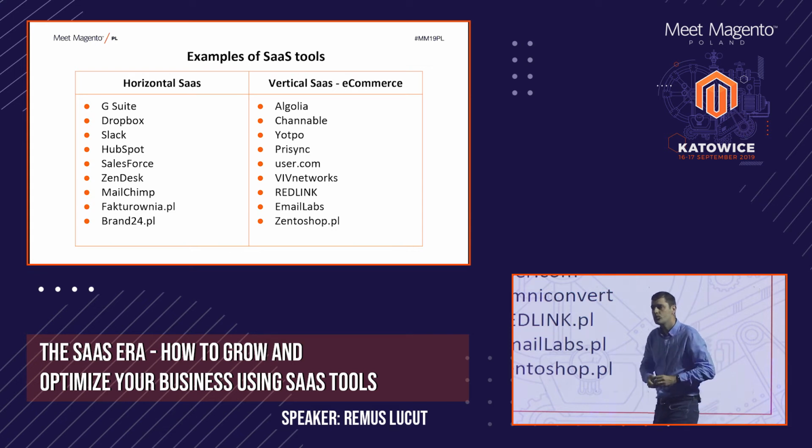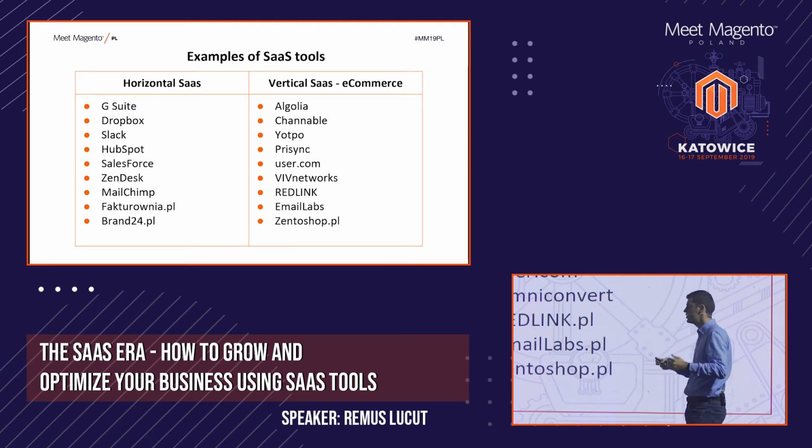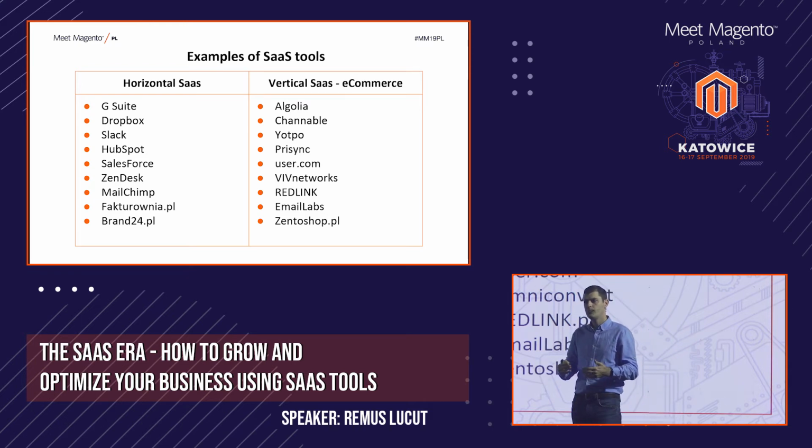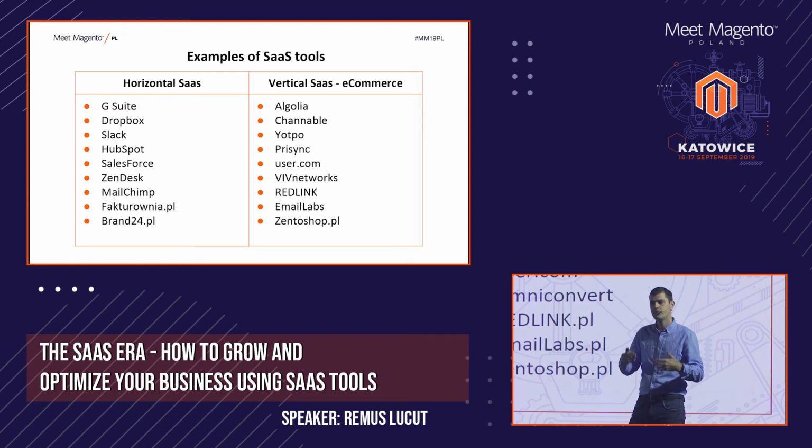Yotpo, it's a product review tool. It's revenue-driven, so you only pay what you actually get as a return. Then we have Prisync, which actually helps you to track the prices online to understand how the competition is doing with the same products that you are maybe selling, and to understand how the market shifts. User.com is a user incentive platform for marketing. OmniConvert, you've seen the presentation yesterday from my Romanian colleague. Redlink, Email Labs, Zento Shop, that's us. We have different SaaS tools that help e-commerce merchants have better results online.